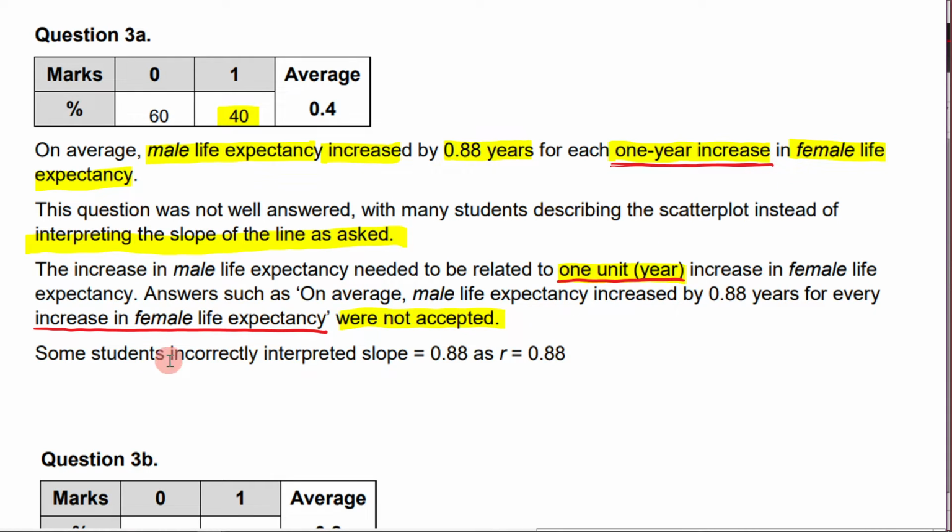And finally, it also says that some students incorrectly interpreted slope equals 0.88 as R is equal to 0.88. So they thought it was the R value. So don't do that. That's generally how you should go about those questions.